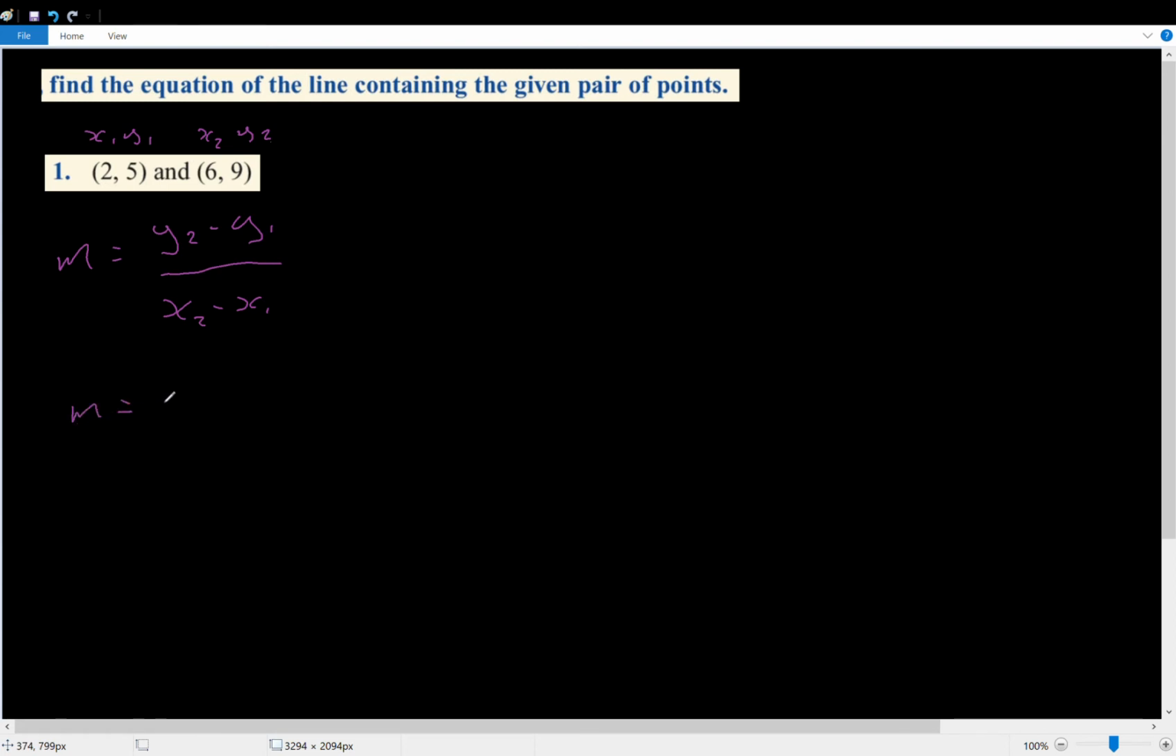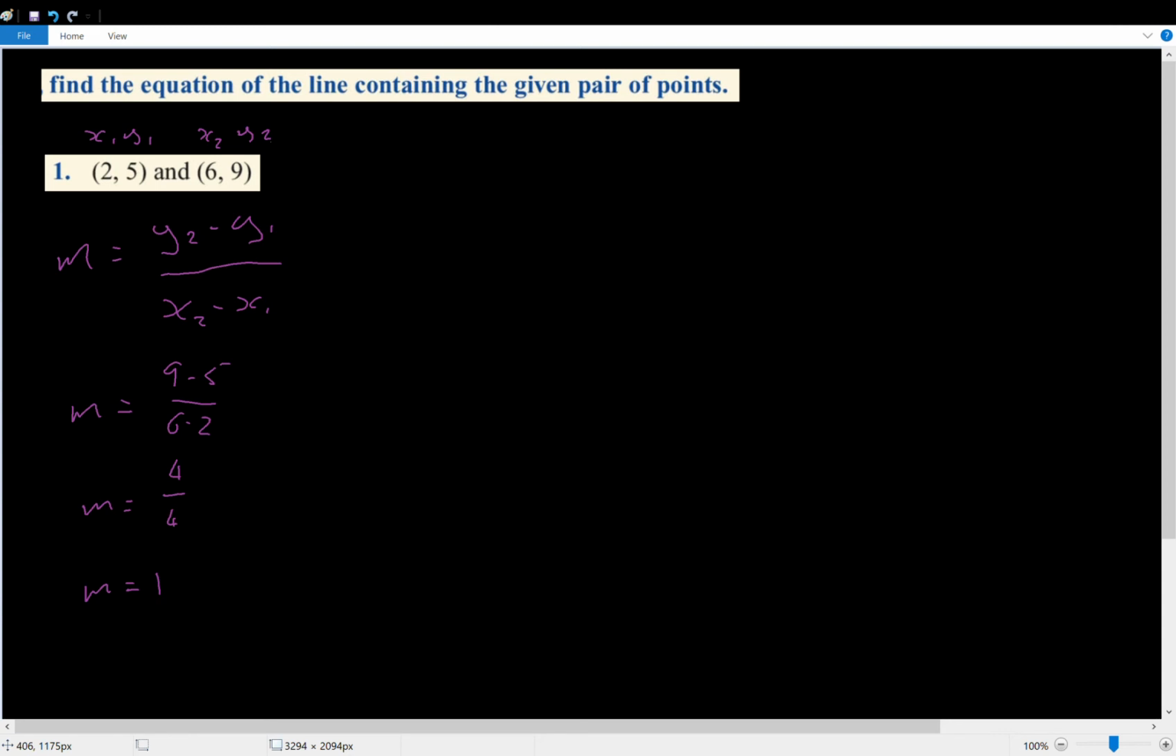We can get the slope out for this line. So m is going to be equal to y2 minus y1, which is 9 minus 5, all over x2 minus x1, which is going to be 6 minus 2. Which means m is going to be equal to 9 minus 5 is 4, and 6 minus 2 is also 4. So in this case, m is equal to 1. So now we have our slope of the line.